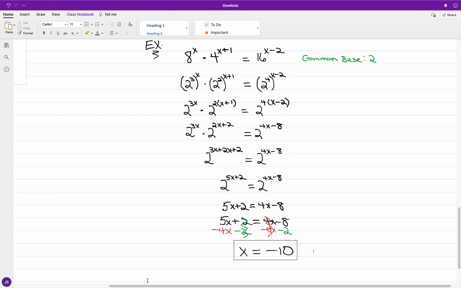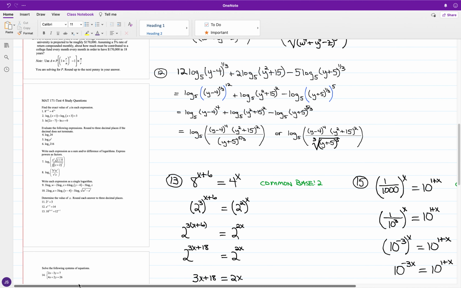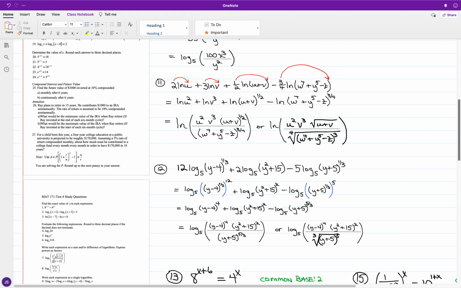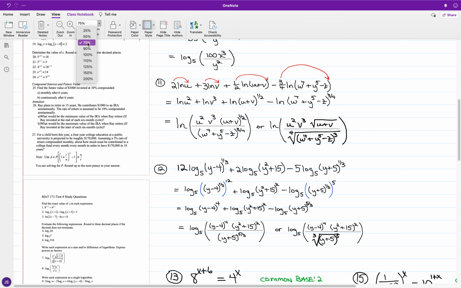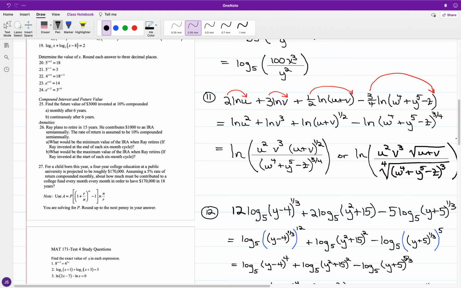Now, going back to the interest problems, we have number 25, for compound interest and future value. It says to find the future value of $3,000 invested at 10% compounded monthly after 6 years. And then in part B, it is compounded continuously after 6 years.